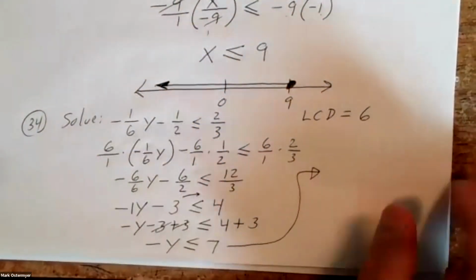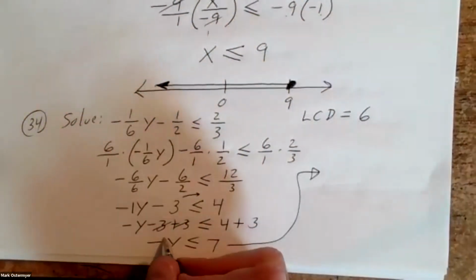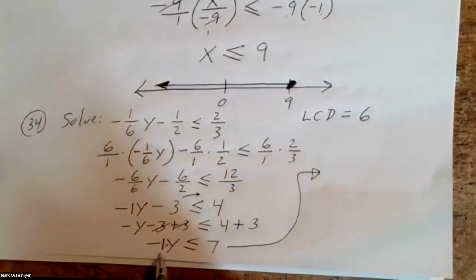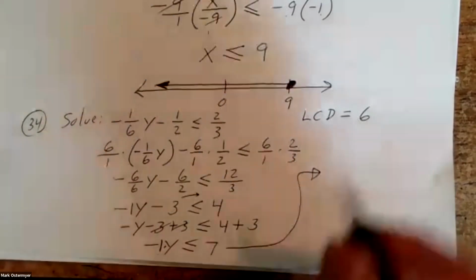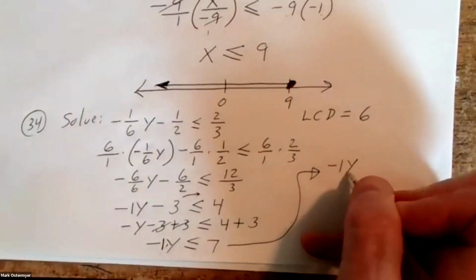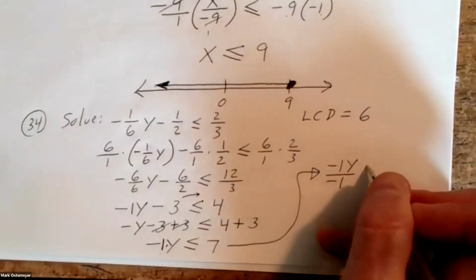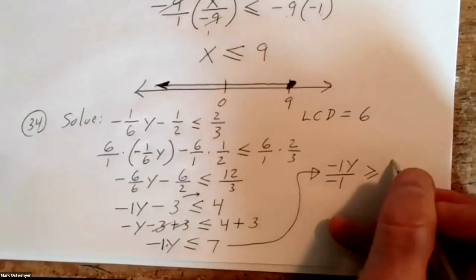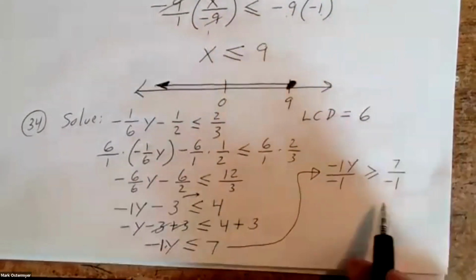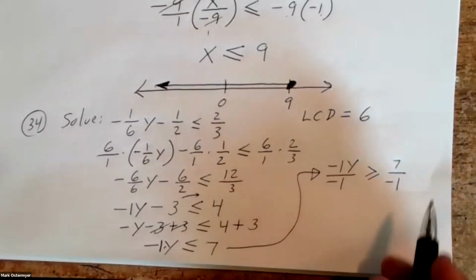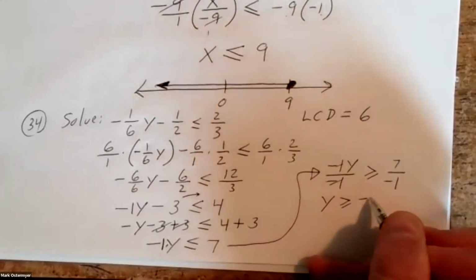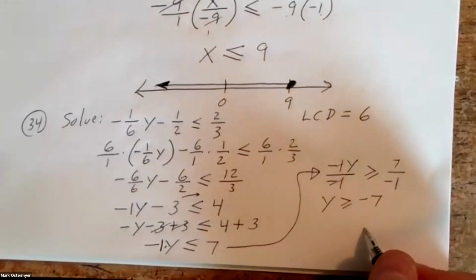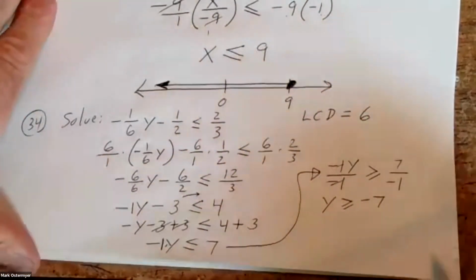Now, ladies and gentlemen, we want to solve this inequality for y. We got to get y by itself. So we're going to have to now divide both sides of the inequality by a -1. And since I'm going to be dividing by a negative, I must flip the inequality symbol around. Now it's time to flip it around because I'm dividing both sides by a negative. The left side reduces down to y, and y is greater than or equal to -7. That's your solution set. And we're done with this problem.